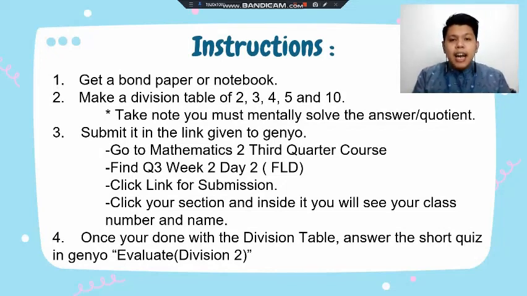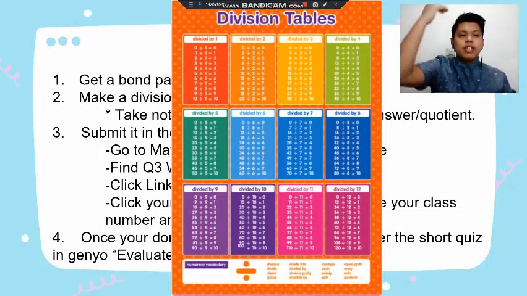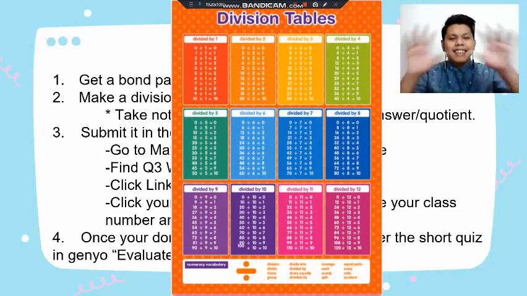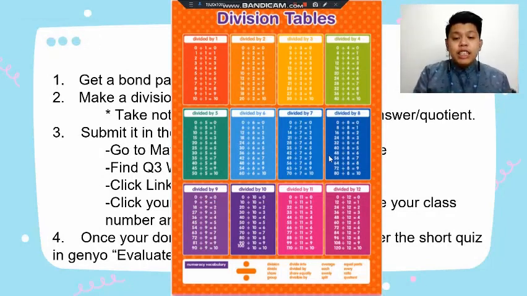Okay? And after finishing the division table, you just need to answer a short quiz in Genio titled Evaluate Division 2. Now, here is the example of the division table. So simply just make 0 divided by 1, 1 divided by 1, and so on and so forth until 10. Okay, now if you can see below, there are numeracy vocabulary, so you don't need to copy this, but you can read this because these are some of the clues that you may be able to use during word problems, which we will be talking next time. So don't worry.